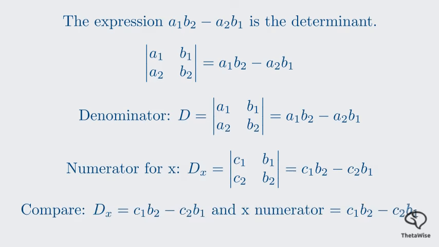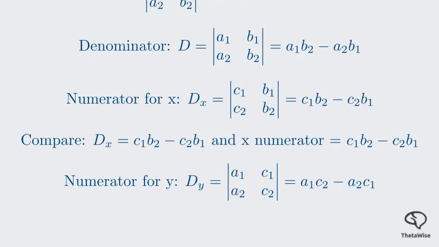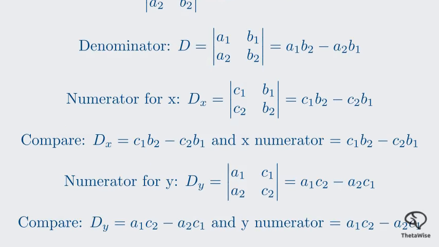It's a perfect match. Similarly, the numerator for y, a1c2 minus a2c1, can also be written as a determinant. Let's call this Dy. This is the determinant of the matrix formed by taking our original coefficient matrix and replacing the y column, the b's, with the constant column, the c's. The determinant of a1, c1, a2, c2 is a1c2 minus a2c1. Again, it's a perfect match for our formula for the y numerator.